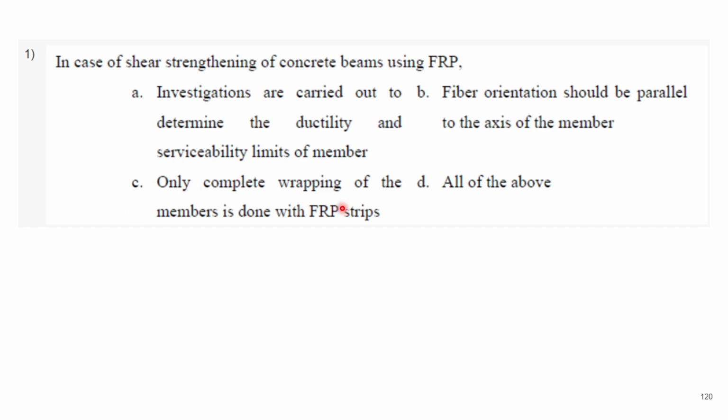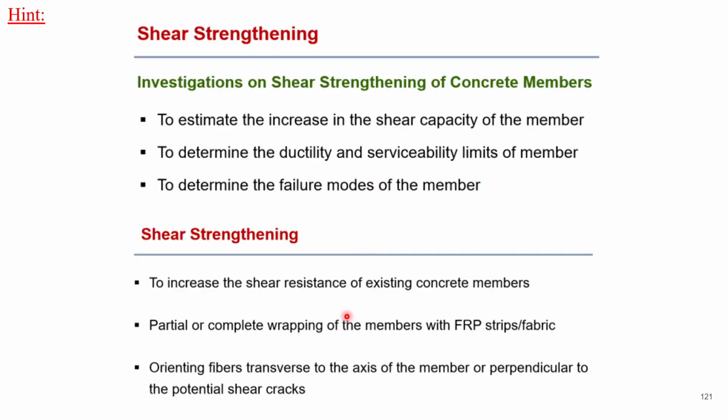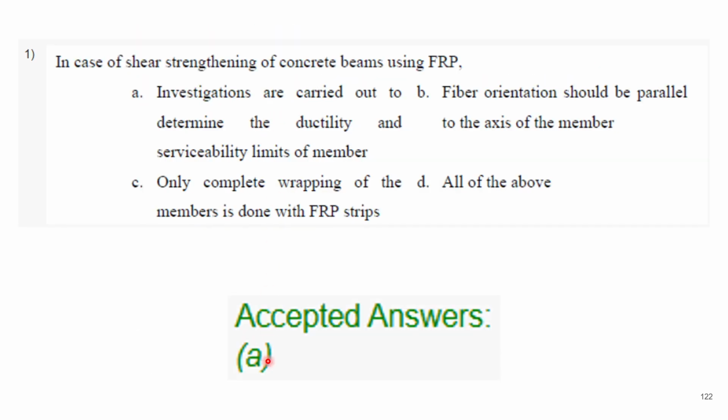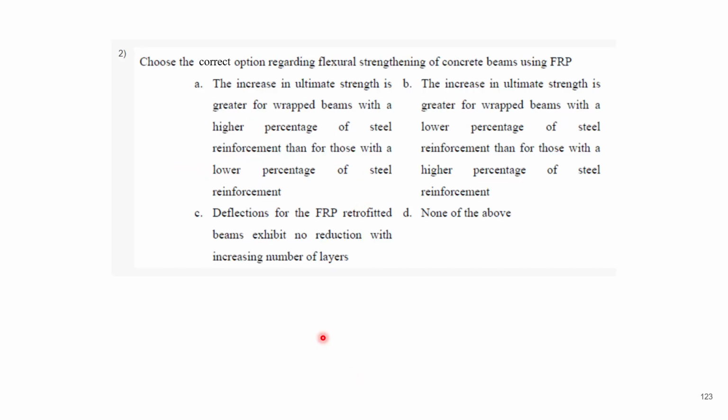And C, only complete wrapping of the members is done with FRP strips, that is also wrong. Partial or complete wrapping both can be done of the members with FRP strips or fabric. So C is also wrong. The correct option is A: investigations are carried out to determine the ductility and serviceability limits of member.